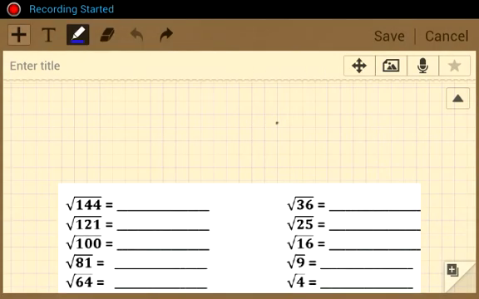Okay, this is a really quick video teaching you how to work with square roots and what exactly a square root is. The first thing I'll do is start by explaining how square roots work.